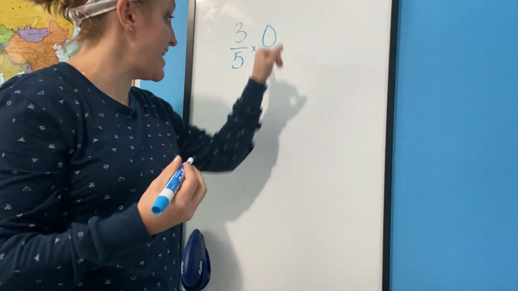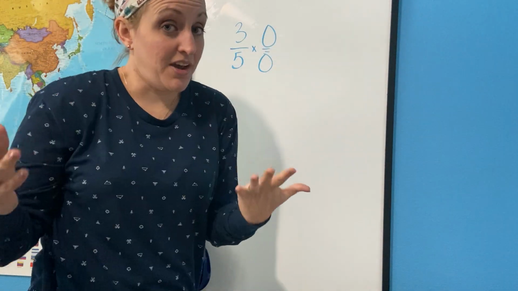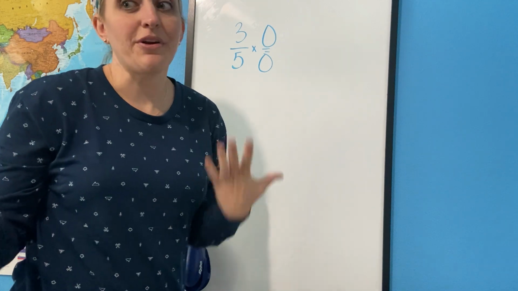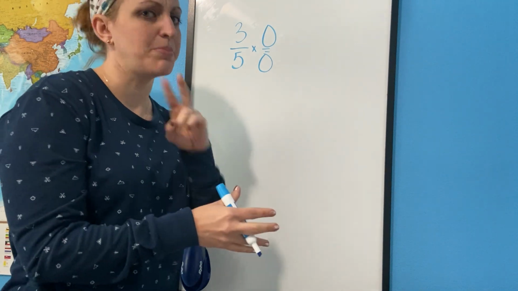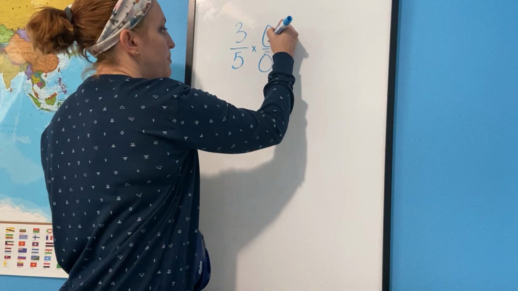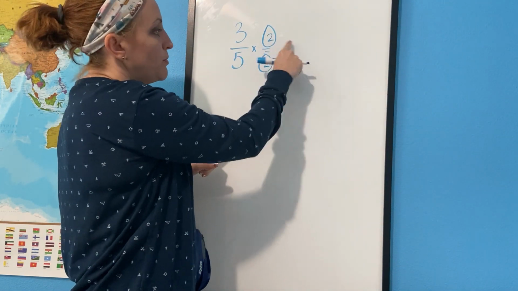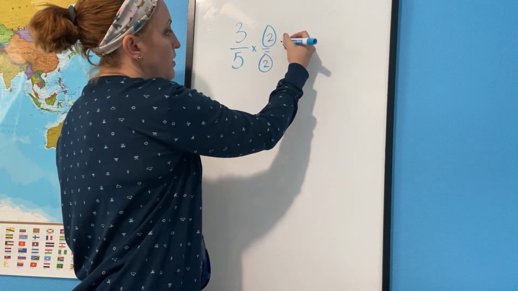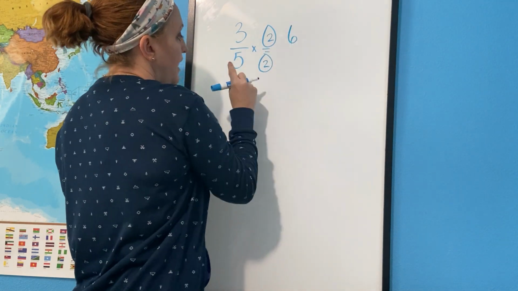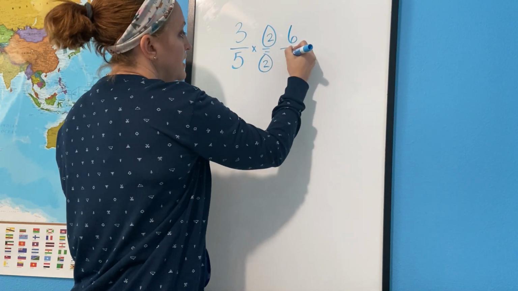So I can put any number I want in the bubble. Now, I'm going to work smarter, not harder, and pick an easy number to multiply by, like 2. I'm going to put 2 into both bubbles, and now I'm just going to multiply straight across. 3 times 2 equals 6, and 5 times 2 equals 10.